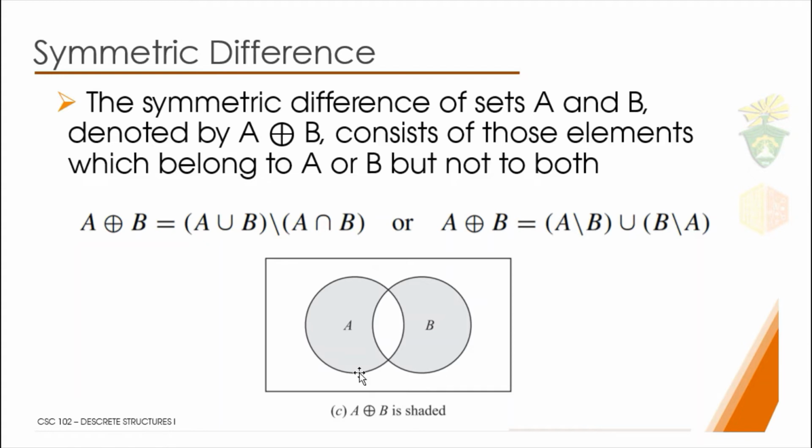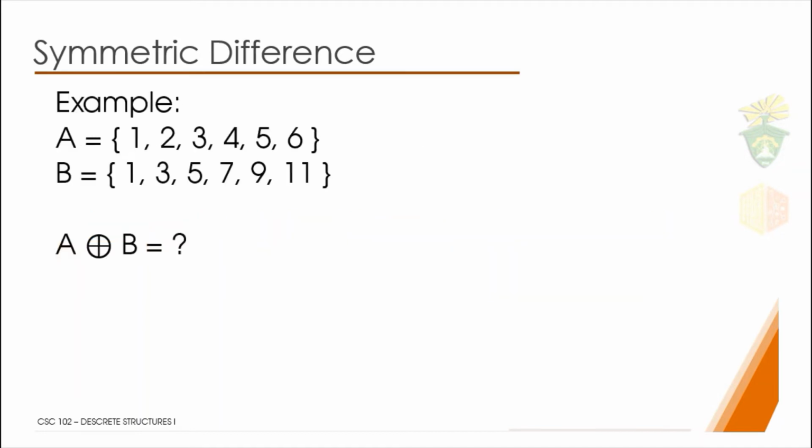So basically, symmetric difference are those values unique to set A and set B only, not including the intersection. So here is an example. We have these two sets and we are asked to find the symmetric difference of A and B. Now recall that the symmetric difference is equivalent to these forms.